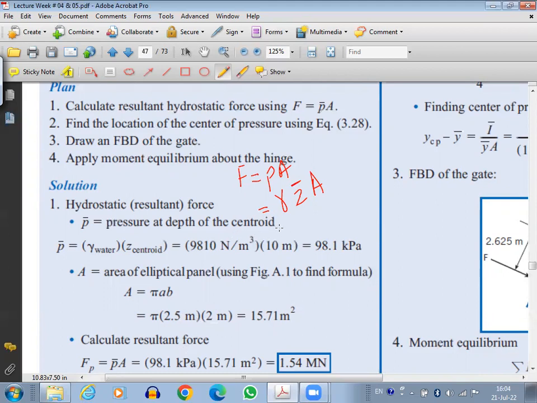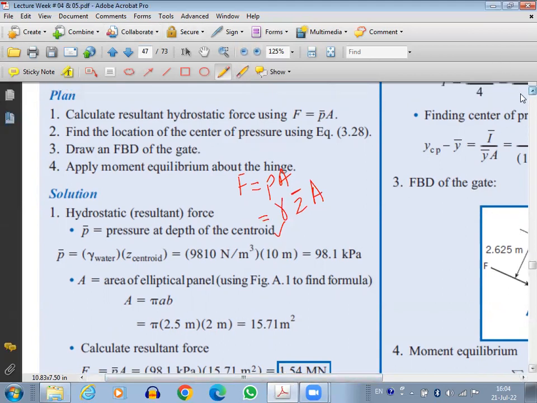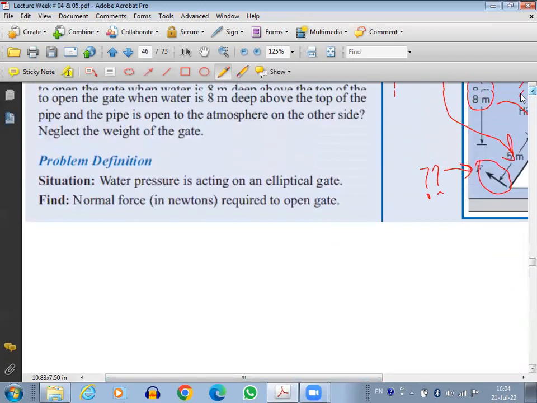One by one. Gamma, is it known? Water, it is provided in the question. So gamma is known, right? Area. Now, what is the area of this surface? Okay, so this is basically an ellipse.